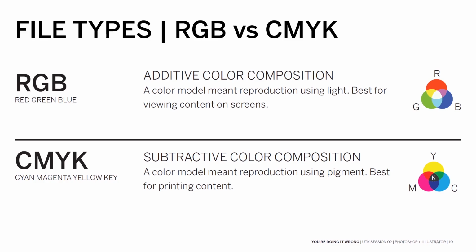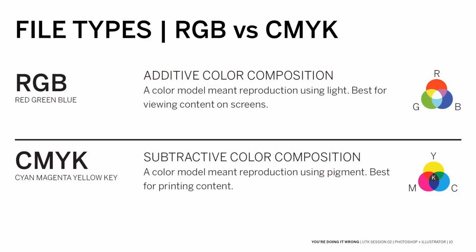So every color that you're looking at on a screen is a composition of those three colors. All of your screens are using RGB to display the image. So if you're creating a graphic that is meant to be viewed digitally, you should be using the RGB color format in Illustrator and Photoshop. If you're creating something that's meant to be printed, you should be working in CMYK, which is cyan, magenta, yellow, and key, which is another way of saying black, right?